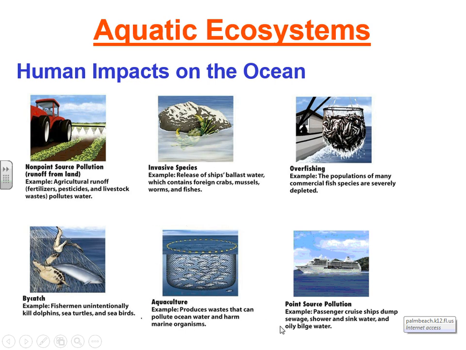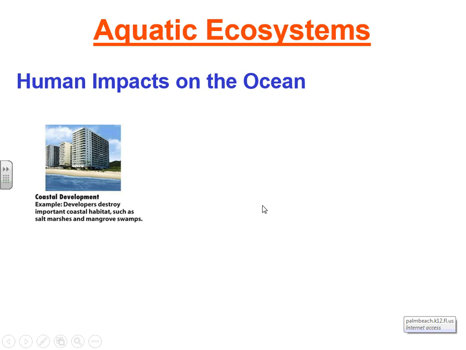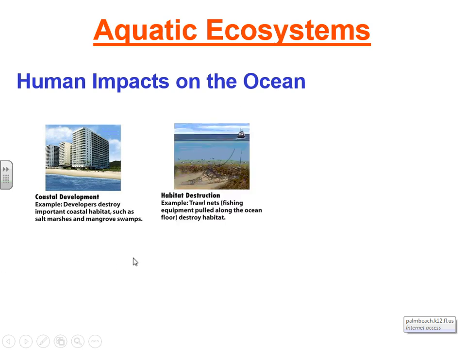Point source pollution is the opposite of non-point source pollution. Point source pollution is when we have pollution from a specific source, so we can actually identify where it's coming from. An example of this would be a cruise ship, and if they were to release the sewage from on board into the ocean, we would know exactly where it's coming from, and that would be an example of point source pollution. Coastal development is going to destroy the intertidal zone and the areas right close to shore.